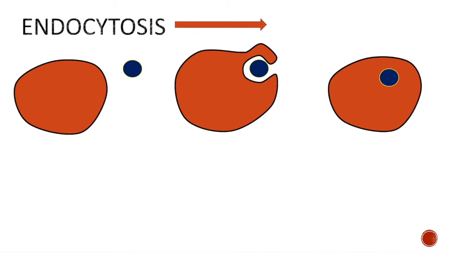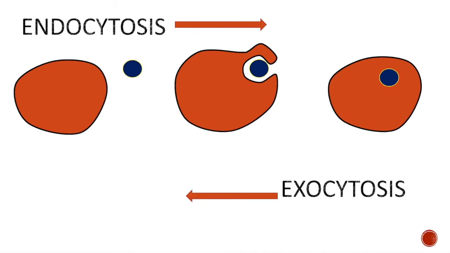And it can do the exact opposite. If say this blue material was something you didn't want, then you can go right back in the other direction, start with something inside, and then go from here to here where it's starting to expel it, and here where it's outside. That's when it gets rid of something or something exits the cell. So this is called exocytosis. So that's a look at facilitated diffusion and active transport.